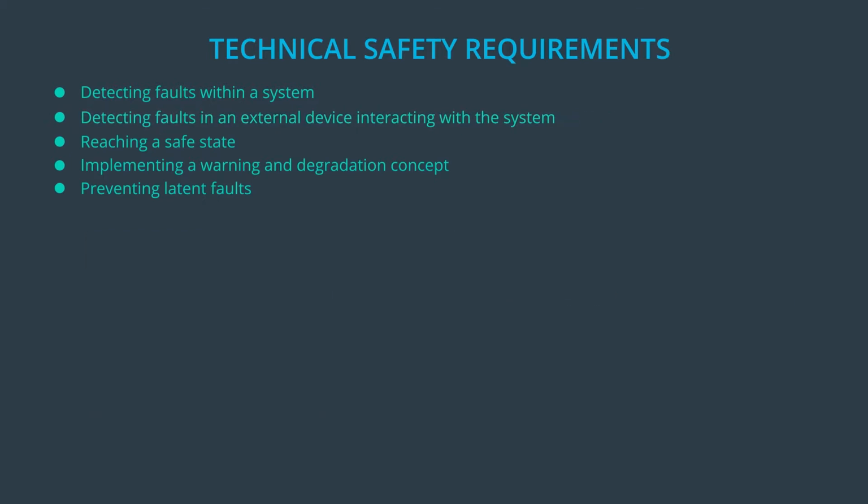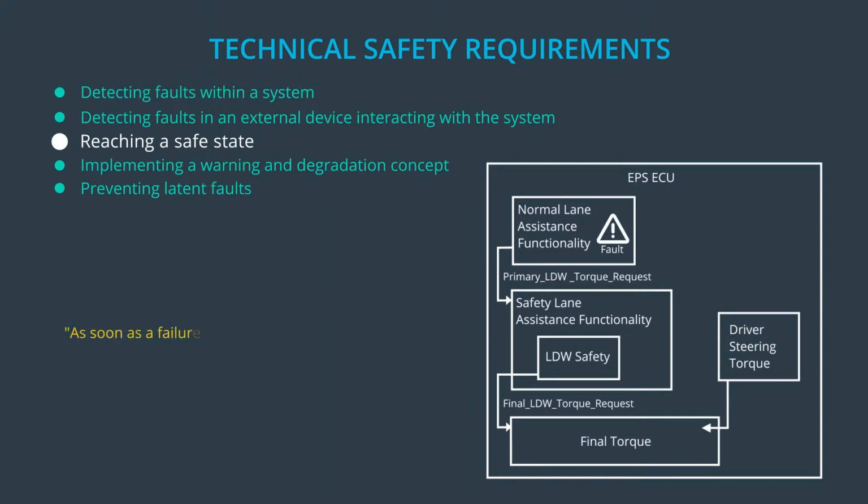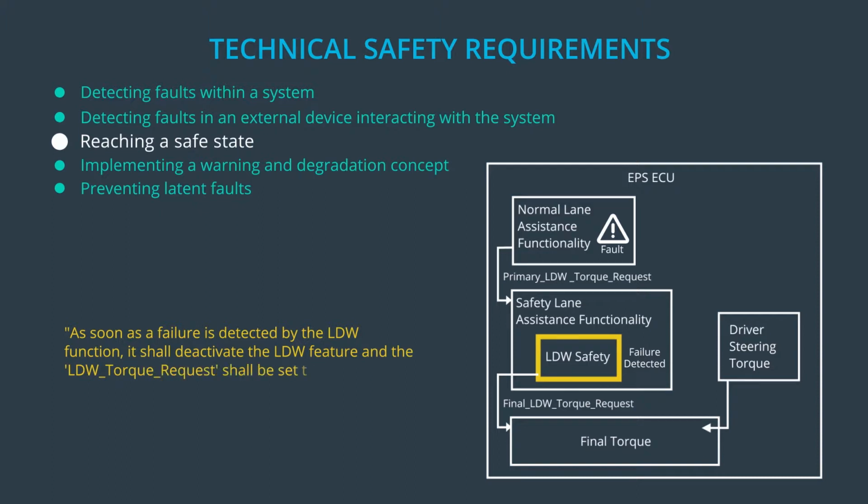We will derive a technical safety requirement that enables the system to reach and maintain a safe state. We already derived the safe state in the functional safety concept. The lane assistance system shall be switched off. A technical safety requirement would be that as soon as a failure is detected by the LDW function, it shall deactivate the LDW feature and the LDW torque request shall be set to 0.